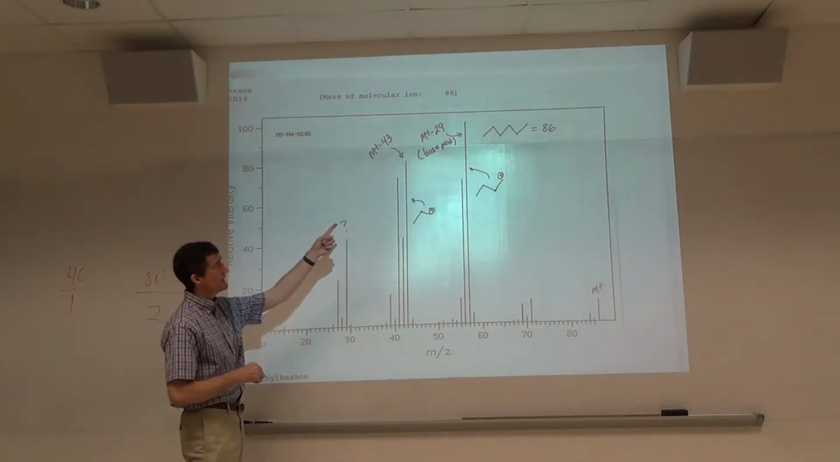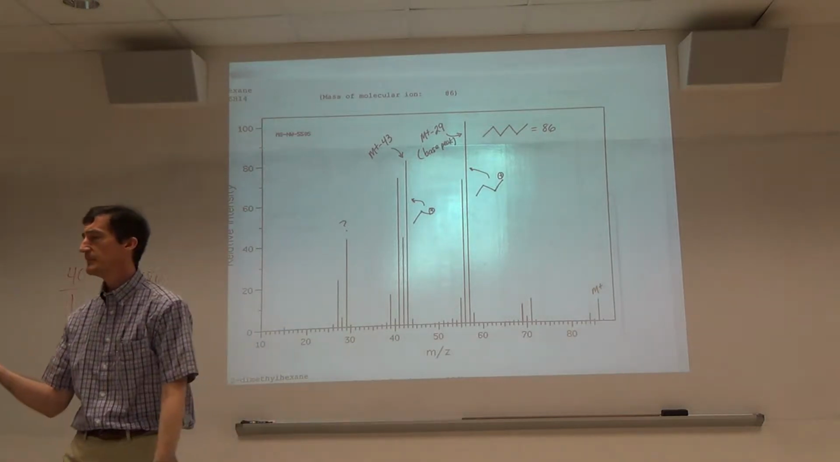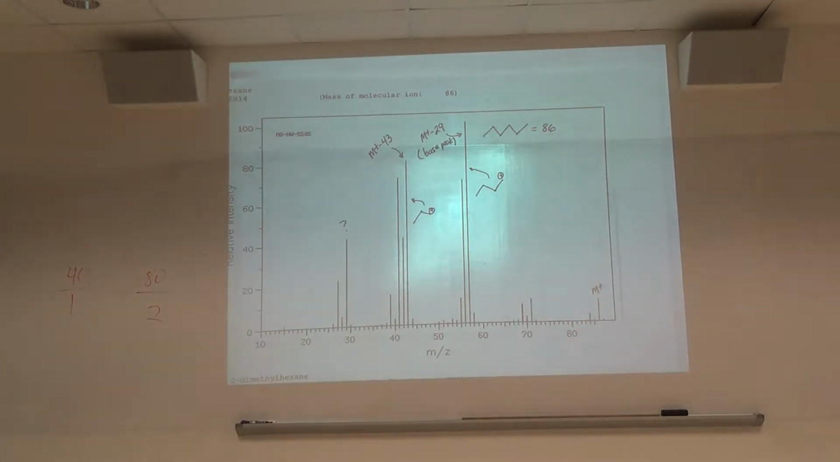So you can add it up. 6 carbons is what, 72? And then 14 H's is 14 because they're 1 apiece. We're total of 86.